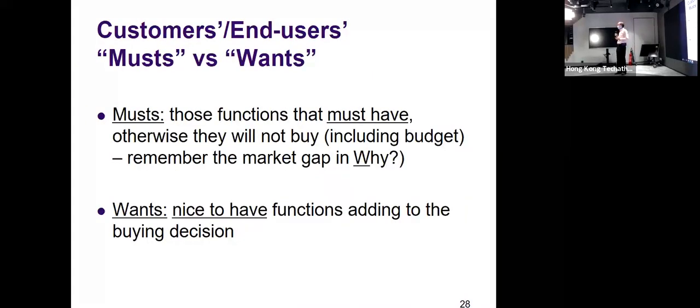Now, so what are musts and what are wants? Must assumptions that if you do not have it, the customer will not buy. That's all. So you must have it, otherwise the customer will not buy. So this is the must. The want is just, you know, what they call icing on the cake. To add to the buying decision. Move the customer to buy, make a decision quick.